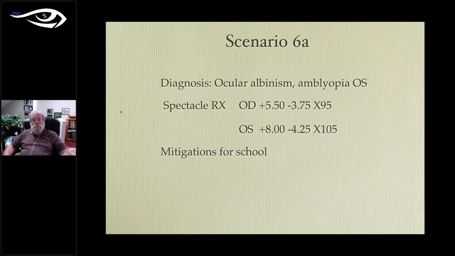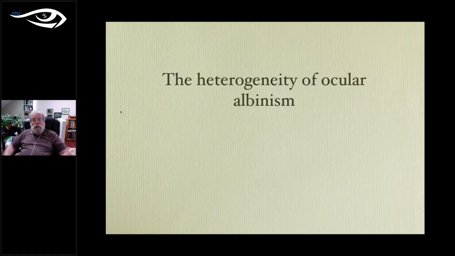I want to pull back a little bit here, and I want to talk about a couple of things. I want to talk about the heterogeneity of ocular albinism. But before I do that, I want to talk about some of the reasons why the visual system is affected, or some of the ways the visual system is affected.